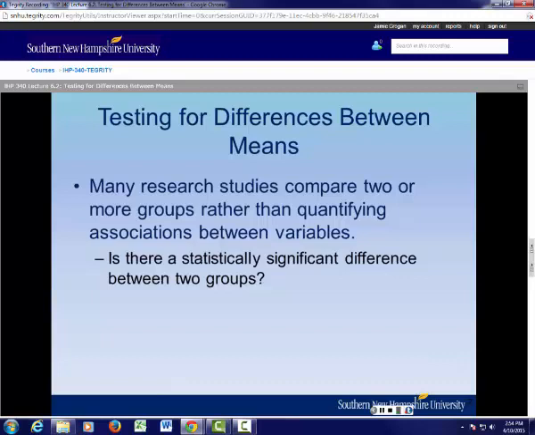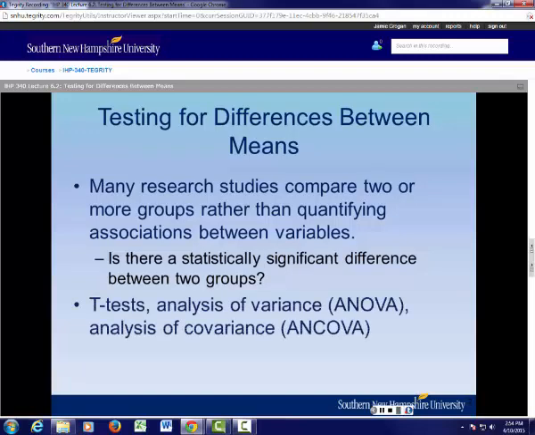So many research studies compare two or more groups rather than trying to quantify associations between variables. We already talked about correlations and regressions, and those are techniques used to determine how strong an association or a relationship is. However, there are many kinds of research studies where groups are being compared, and this is typically experimental research. So the question is, is there a statistically significant difference between the two groups?